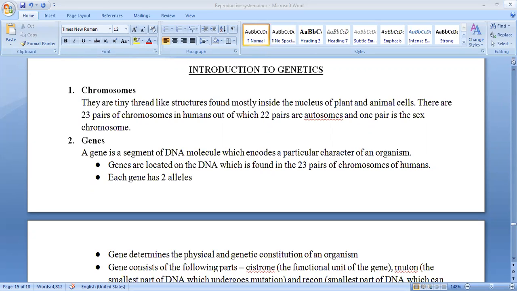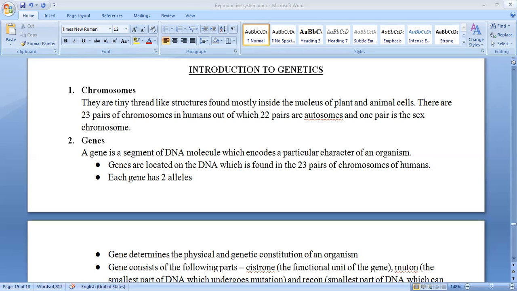These are tiny thread-like structures which are found inside the nucleus of plant cells as well as animal cells. Now, in human beings, there are 23 pairs of chromosomes, and in these 23 pairs, 22 pairs are autosomes, and one pair is the sex chromosome. That pair, which is the sex chromosome, will determine the gender of the person.